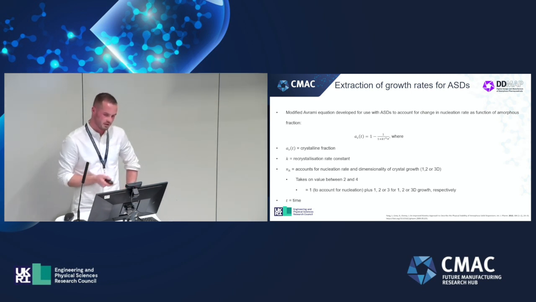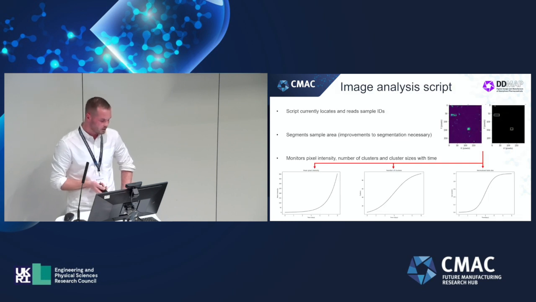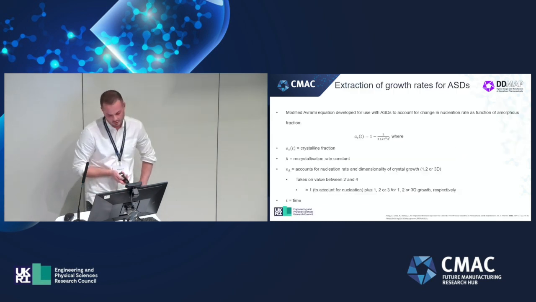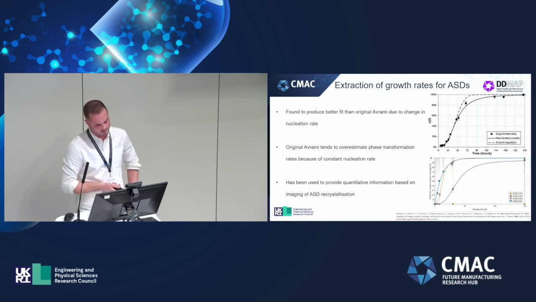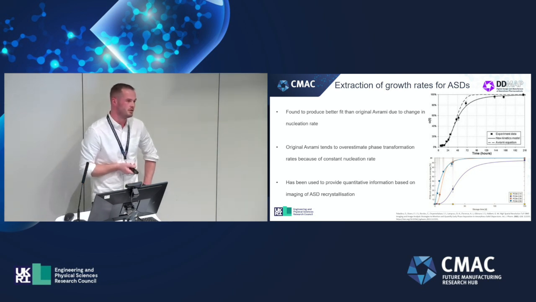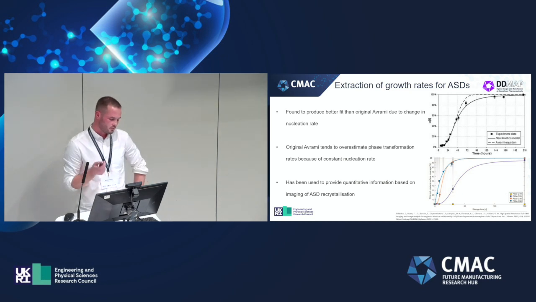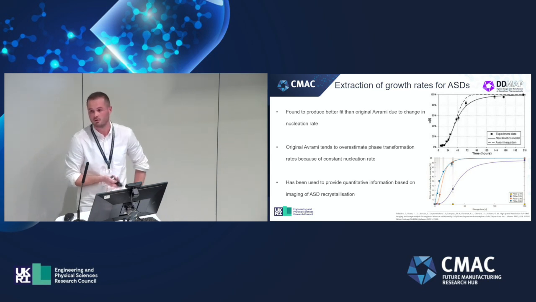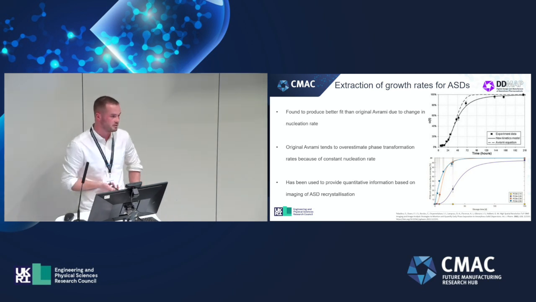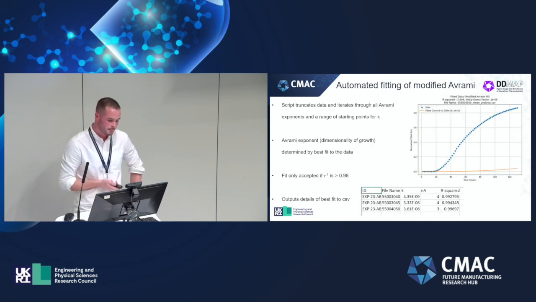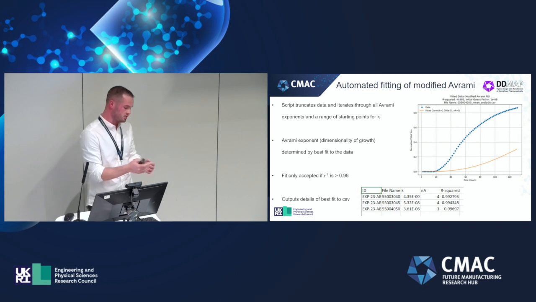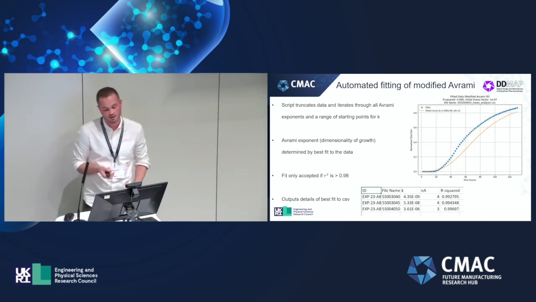In this case, if I jump back for a second, we've got the cluster size there as a representation of the amorphous fraction, or the crystalline fraction in this case, which we're fitting to. You can see here's an example from some internal work. It's found to produce better fits to the data than the classical Avrami methods, which have a tendency to overestimate phase transformation rates. It's been used based on TOF SIMS imaging of extrudates, or hot melt extruded products, to understand phase separation and crystallization on the surface.